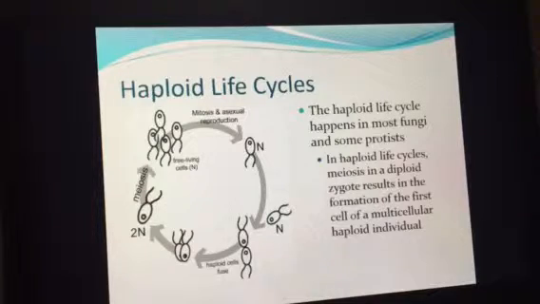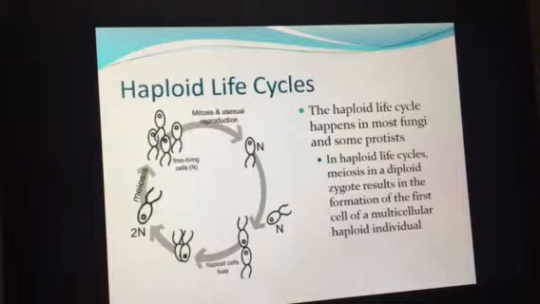Haploid life cycles are typically found with organisms that will go through asexual reproduction and may have sexual reproduction. So fungus and protists are two kingdoms that will go through these haploid life cycles. And so with these haploid life cycles, again, half of the genetic information, especially with fungus, there isn't really a male or female.